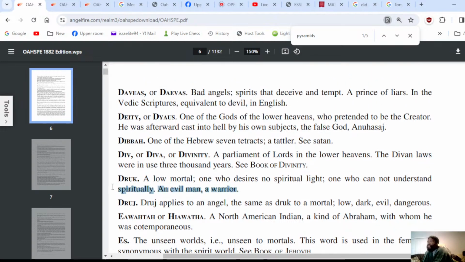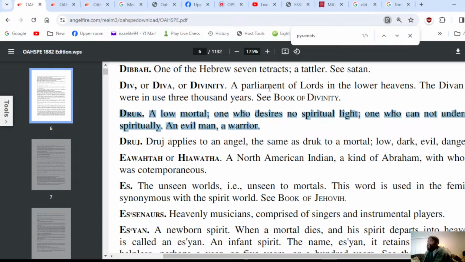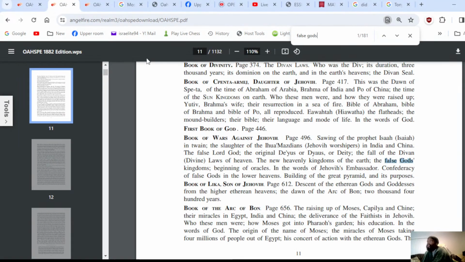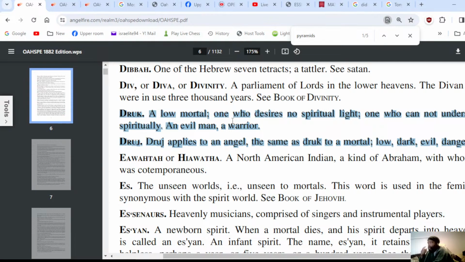A druck. A druha. A druck, a low mortal, one who desires no spiritual light, one who cannot understand spiritually, an evil man, a warrior, a druge. The same as a druck, to a mortal, low, dark, evil, dangerous.